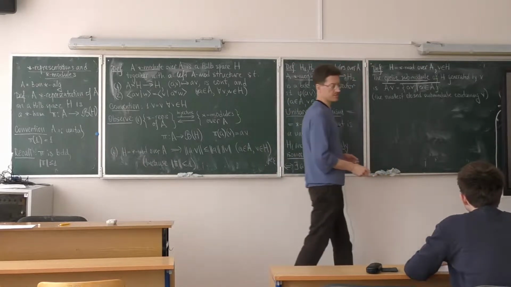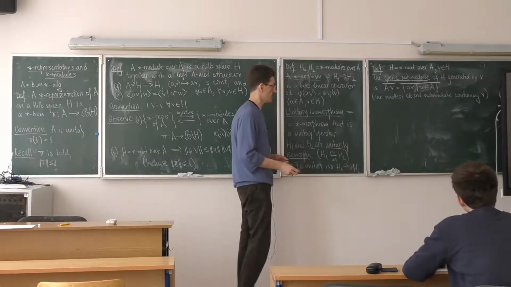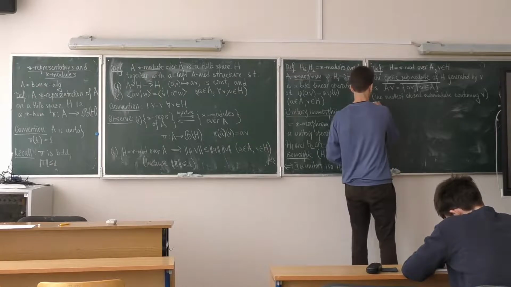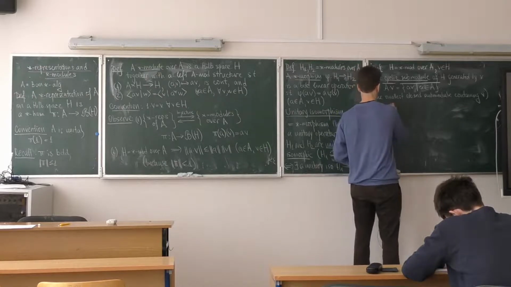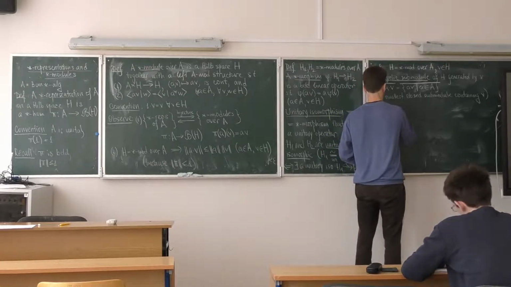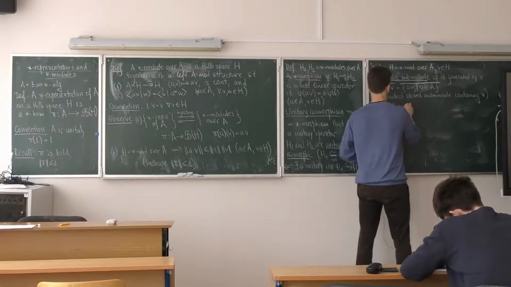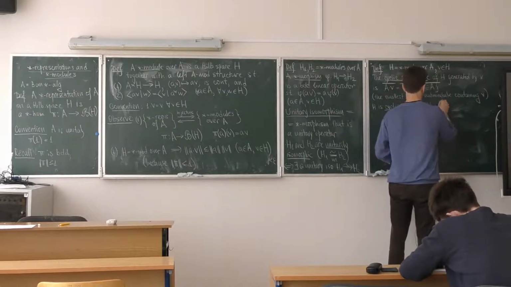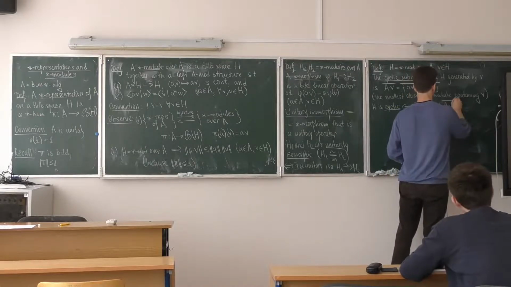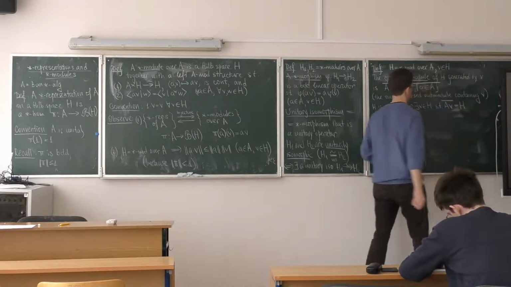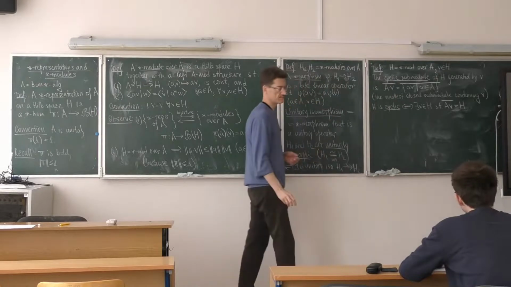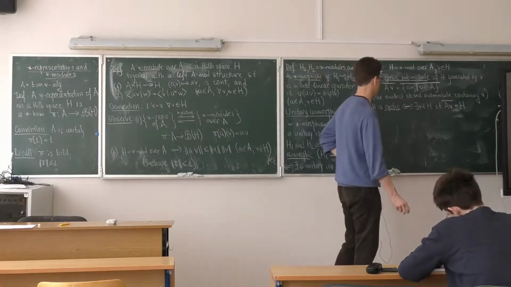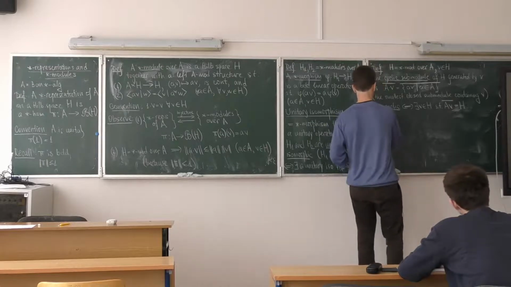We say that H itself is cyclic if there is a vector V. H is cyclic if there exists an element V in H such that the cyclic submodule generated by V is equal to H. And each such vector V is called a cyclic vector.